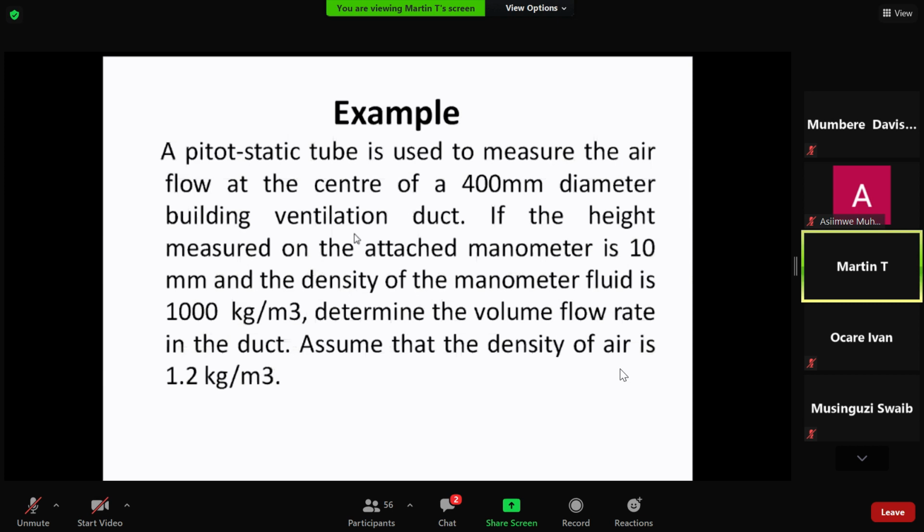So the cross-sectional area can be determined from pi over 4 d squared, because we are talking about a duct of 400 millimeters, so that is about 0.4 meters. So we have pi over 4 times 0.4 squared to get the area, which you multiply by the velocity you have gotten to get the volume flow rate in cubic meters per second.